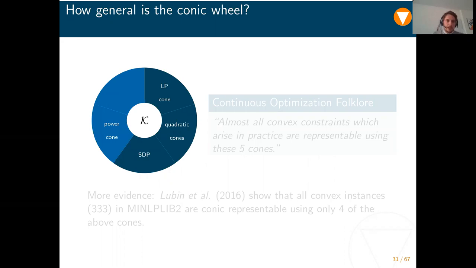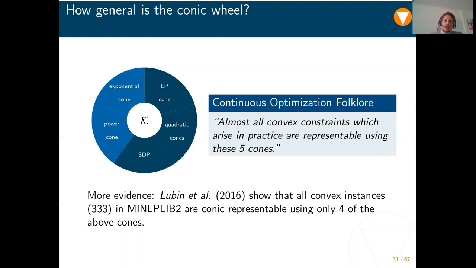So now we have completed this conic wheel, and it's made up of exactly five cones. And you might wonder, why exactly is it these five cones that we look at? There is some reason to believe that these are reasonable cones to look at. There are no formal results on that, but what we have are these folkloristic sayings, especially in the continuous optimization community. So it's more of a belief that has been there for many years that says that anything that arises in convex optimization in practice is representable, if you're willing to perform some reformulation, with these five cones. So that's why we focused so far precisely on these five cones.